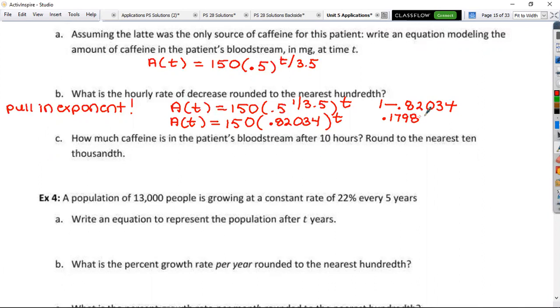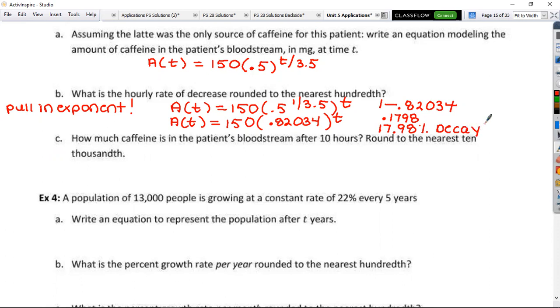So like 8. Thank you. And then you're going to move this 2 places, and then you're good. But just if you're going to label this answer, this is decay and not growth. So this would be equivalent to 17.98% decay, because it is leaving your bloodstream.